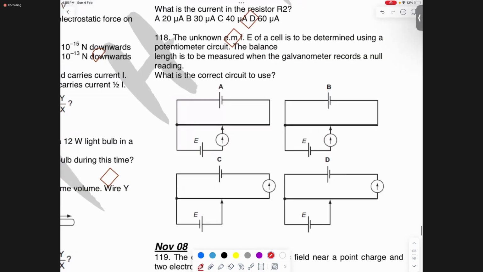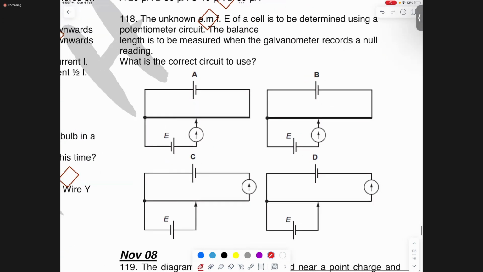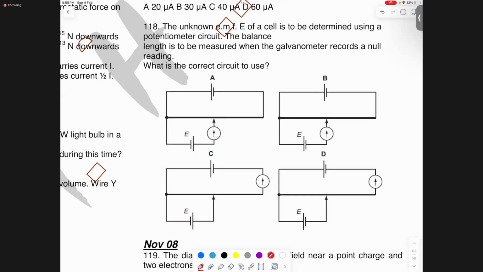আচ্ছা, just to be sure যে কিছু বুঝছো আজকে, right? Answer number 118 for me. The unknown EMF of a cell is determined by a potentiometer circuit. The balance length is to be measured when a galvanometer records a null reading. What is the correct circuit to use?